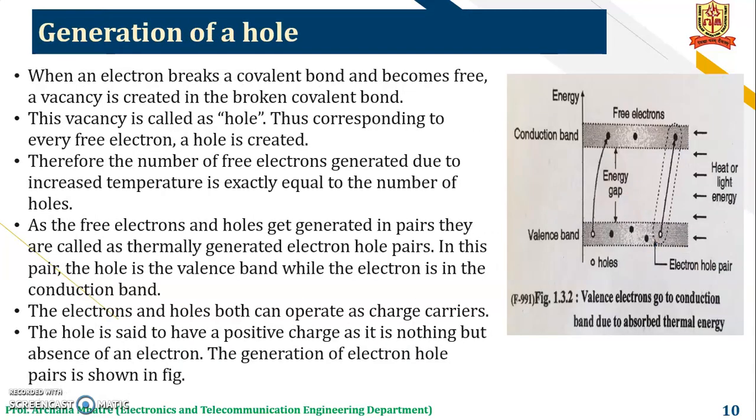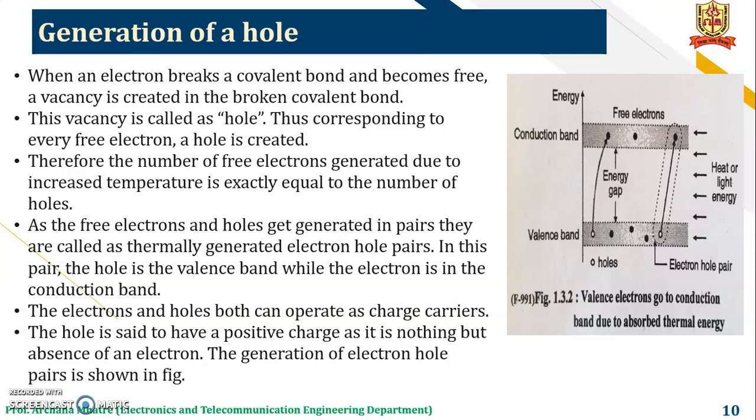Now, next is the generation of a hole. This diagram is for valence electrons going to the conduction band due to the absorbed thermal energy. You can see here, this is the valence band, this is the conduction band. Now these are the electrons and these are the holes. So how can the holes be generated? This is the theory for that.